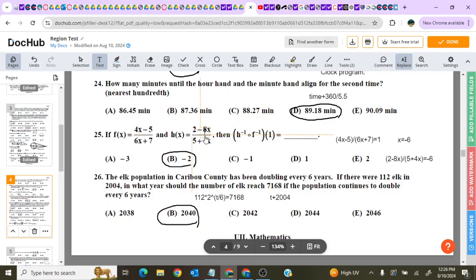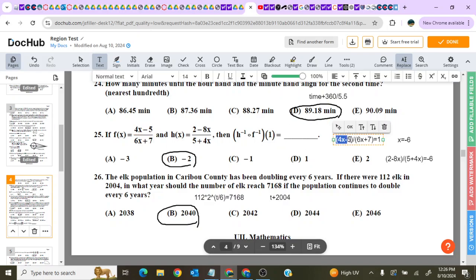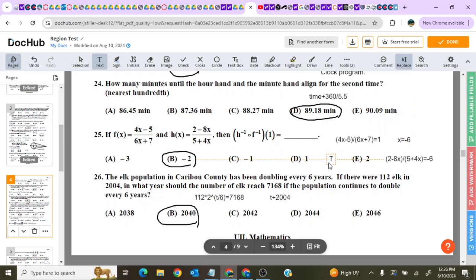25, you're given some functions here. Find h inverse of f inverse of 1. So figure out when f of x is equal to 1. And that happens at x equals -6. And then you have h inverse of -6. So when is h of x equal to -6? Plug that into EQ Solver as well, and you'll get a value of -2.